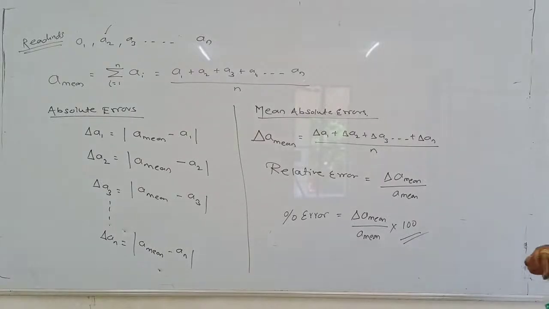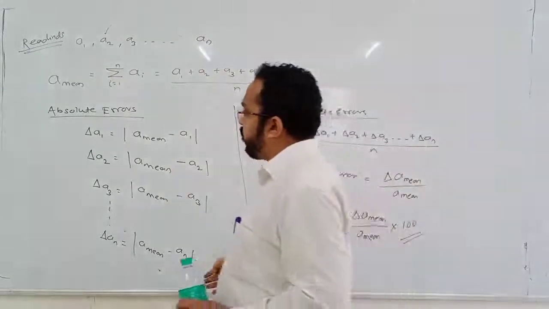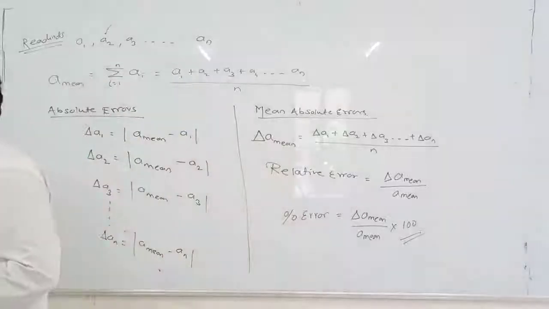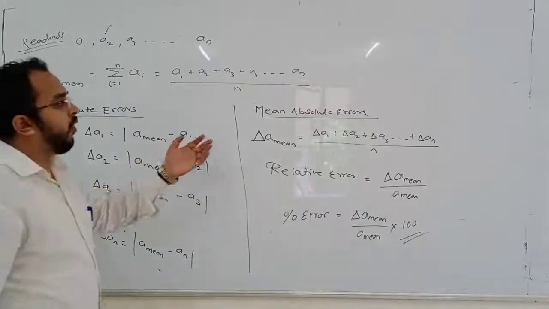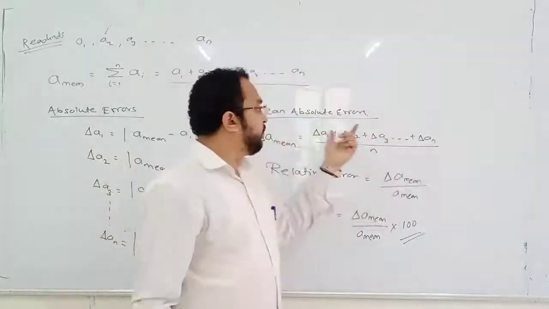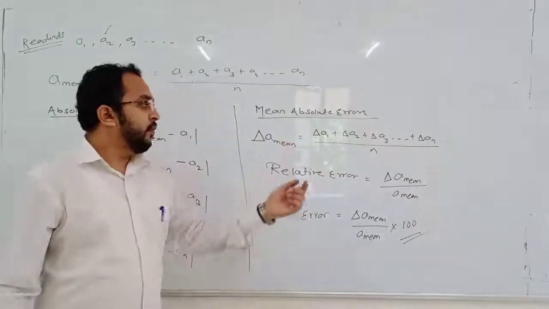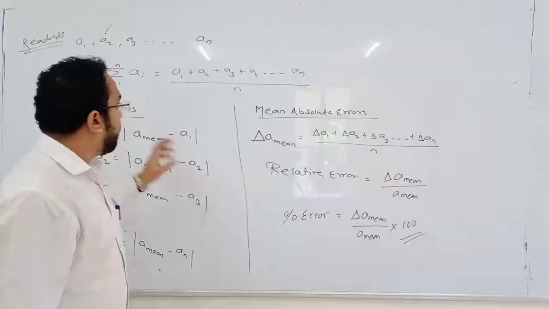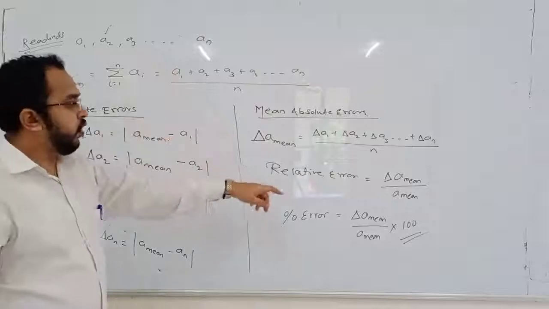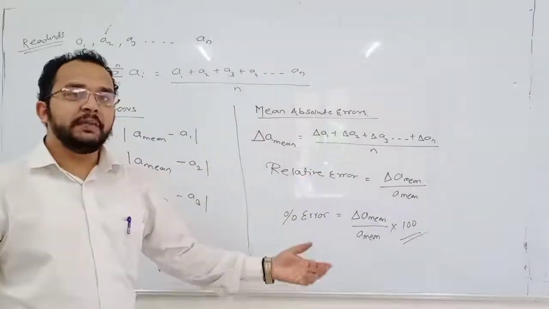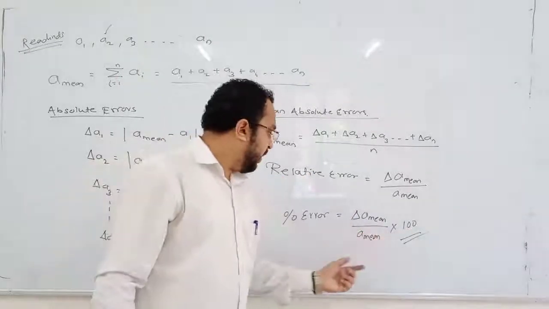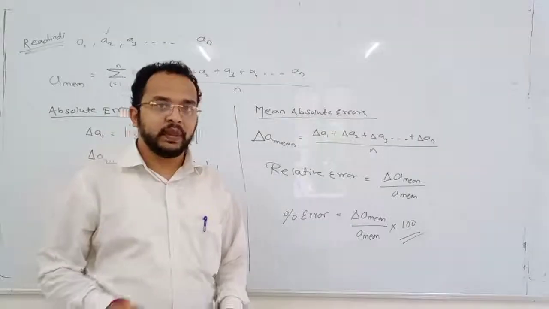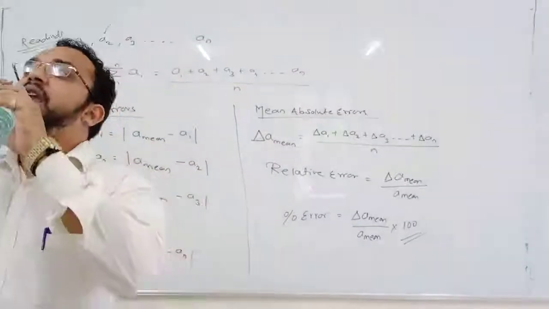Then actual value, that is mean value minus individual values, are absolute errors. Then I have taken mean of all the absolute errors, that is mean absolute error. Then mean absolute error upon mean of all the values is called relative error. If I multiply the relative error by 100, it will be percentage error. Okay, write down everything.